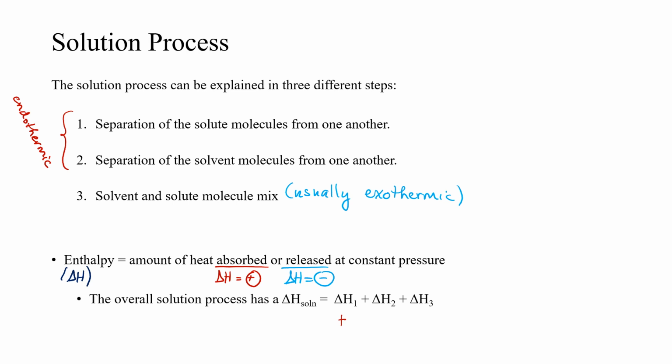Positive for step 1 because it's an endothermic process. Positive for step 2 because it's endothermic. In step 1, when the solute molecules are separated, they will absorb energy. When solvent molecules, those interactions are broken apart, they will absorb energy. And then for step 3, we have an exothermic process. When the interactions between your solute and solvent molecules are being formed, energy is being released.